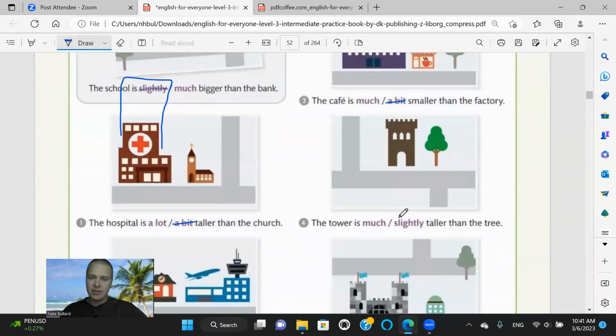The tower is much taller than the tree, or the tower is slightly taller than the tree. The tower here, it's only slightly taller than the tree. Solo es un poquito más alto.